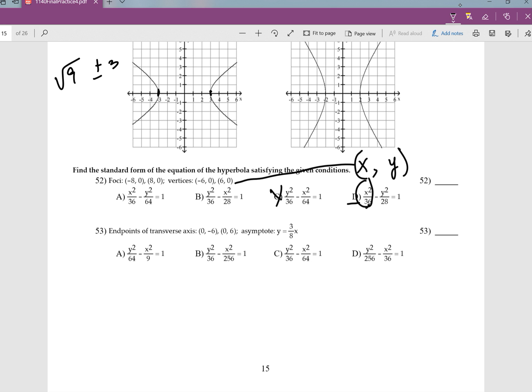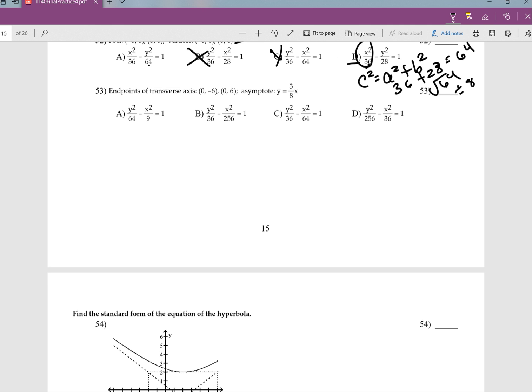So we can rule C and D out, or I'm sorry, B and C out, and now that leaves A as a contender. Here's the problem. 36 plus 64 is not going to work. But 36 and 28 is 64, the square root of which would be plus or minus 8, hence the foci. Because remember, c squared is equal to a squared plus b squared for the hyperbola, which means that 36 plus 28 is equal to 64. The square root of 64 would give us our plus and minus 8 for the foci.